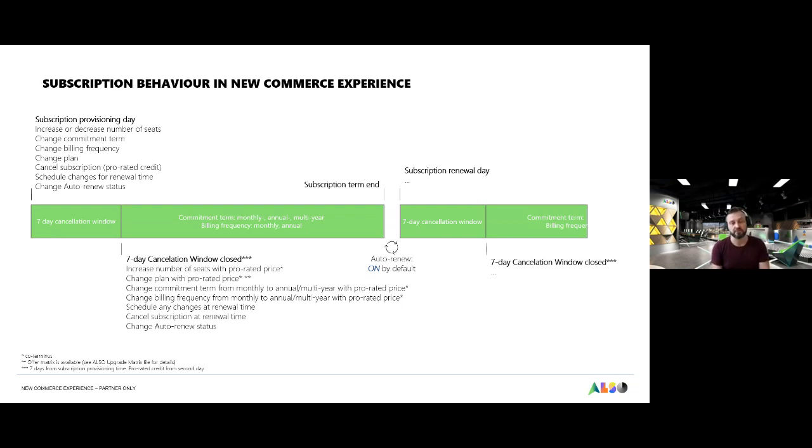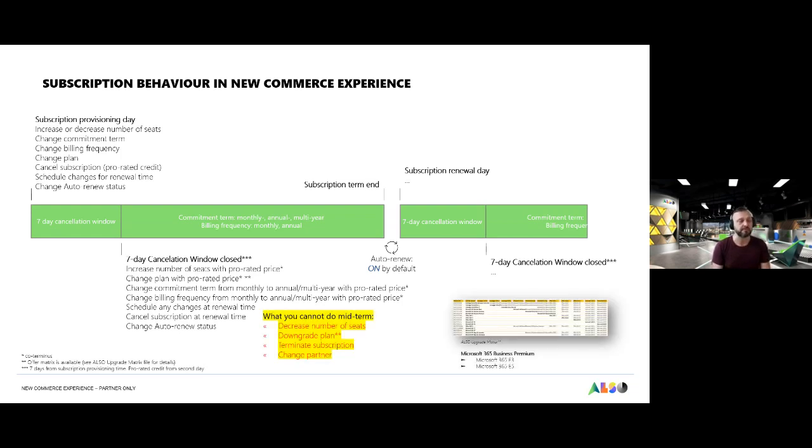You still will be able to do the changes, except a few changes that are not possible during the midterm. And those are decreasing the number of seats. So during the midterm, when you're locked, you can't decrease the number of seats. You still can increase, but not decrease. And you cannot downgrade the plan. Downgrading the plan means reducing the number of features and number of apps.